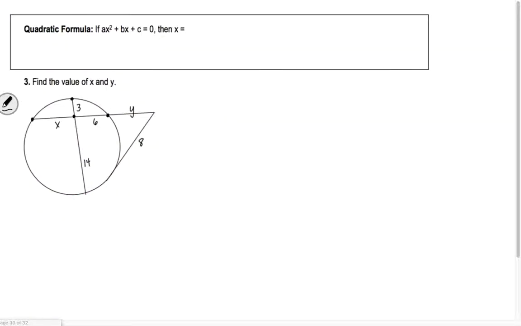All right, uh-oh. I have something in a box talking about quadratic formula. Yikes. Sometimes these will have the quadratic formula. This happens when you have a variable that's on the outside. So if you remember the quadratic formula, does everybody remember what it is? Try to write it down.